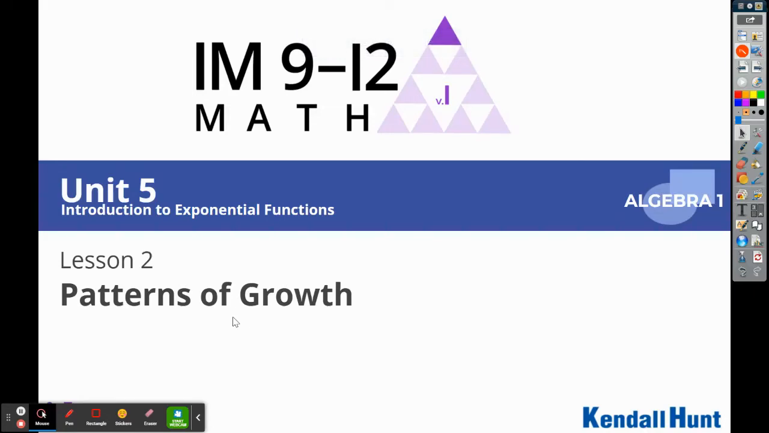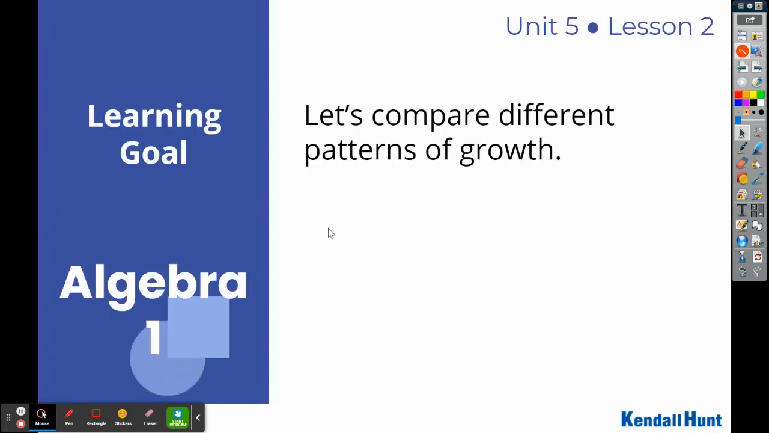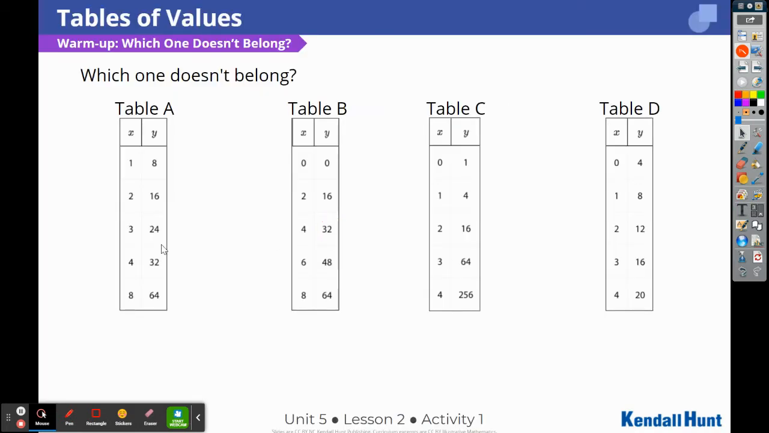All right, so today we're going to do Unit 5, Lesson 2, Patterns of Growth. So we're going to compare different patterns of growth. Here's a table. Which one doesn't belong?